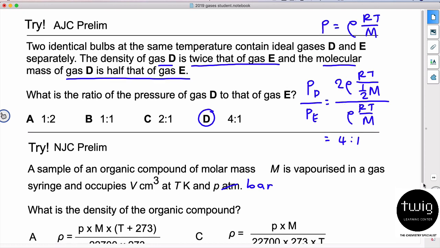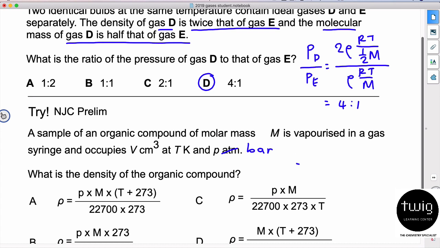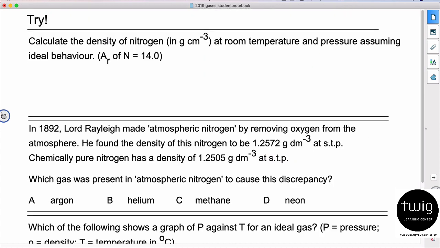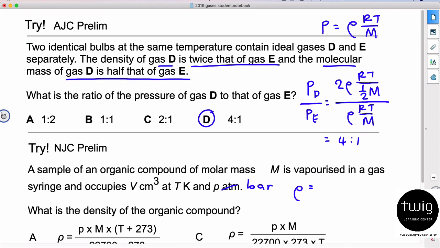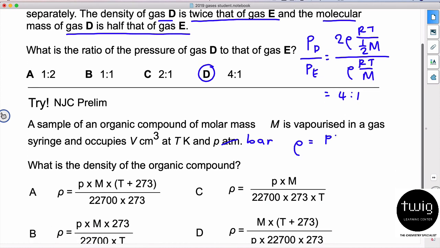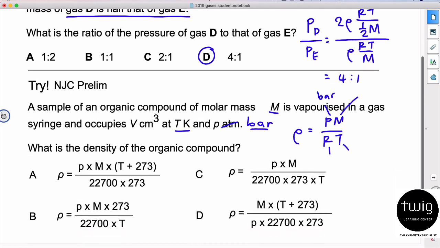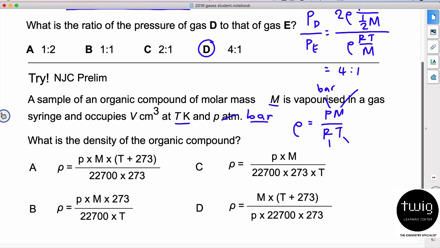Okay, let's try this one. This is a bit tricky. We proved density has this formula. I always like to refer: density is PM over RT. Look over here. What's the pressure? Pressure is in terms of bar. Just write bar first. Then the molar mass is also M, given. This is R and this is T, and temperature is also given. So this is what you should be looking out for. But if you look at it carefully, you can't get the answer directly because all of them don't have R and all of them have this value.